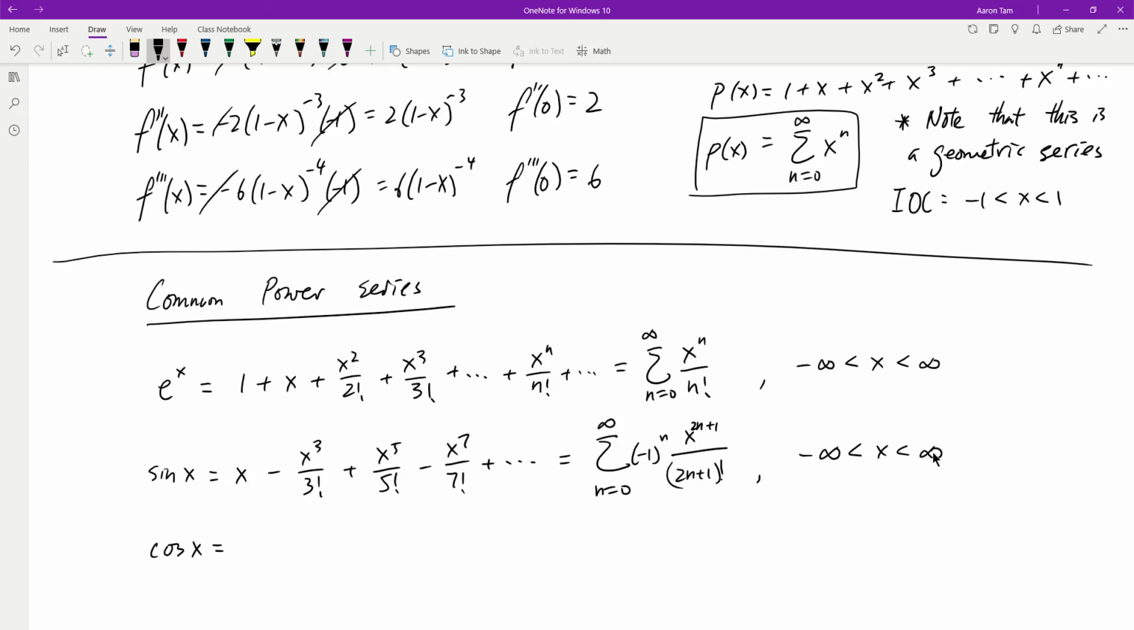All right. Cosine x has a similar formula, but using only even exponents. Oops, minus.